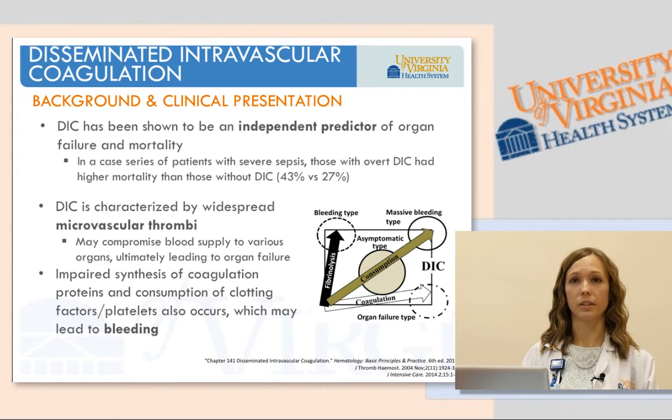And what makes DIC a little bit confusing is that at the same time, while we have all of this ongoing coagulation, we also have impaired synthesis of coagulation proteins and consumption of all of our clotting factors and platelets that occur, which can lead to a patient presenting with bleeding as well. So DIC can really present in more of a thrombotic way in some patients and more of a bleeding way in other patients. And that is ultimately determined by the underlying etiology and the dominant pathophysiologic pathways that are present.